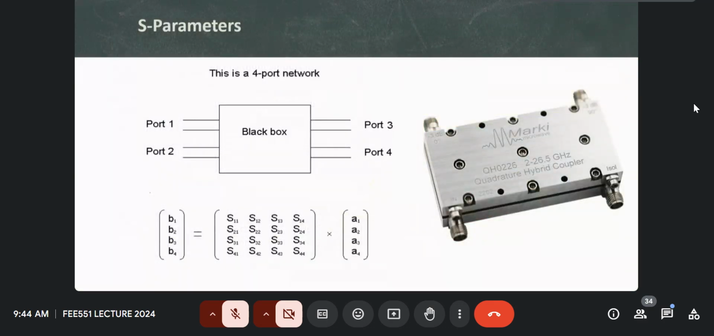This is an example of a four-port network. It is called a quadrature hybrid coupler. Here is a representation of it in two dimensions: port 1, port 2, port 3, port 4. Here's the matrix. Output B1, B2, B3, B4, the S parameters S11, S12, S13, S14, S21, S22, S23, S24, and inputs A1, A2, A3, A4.